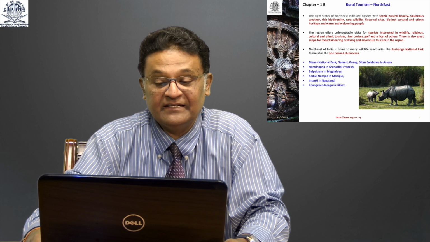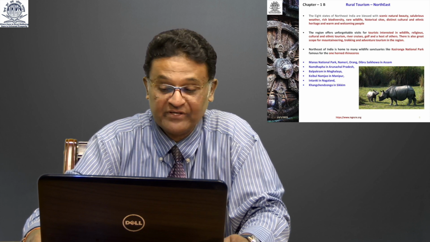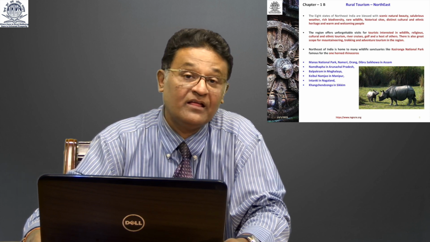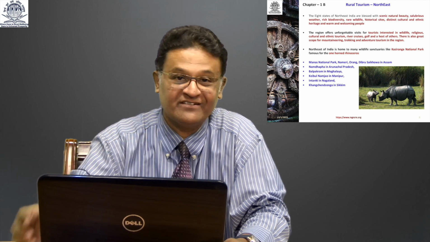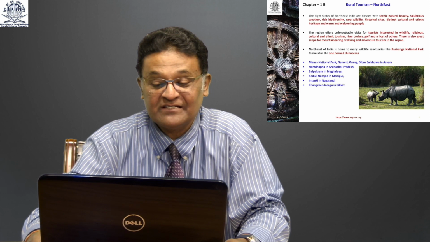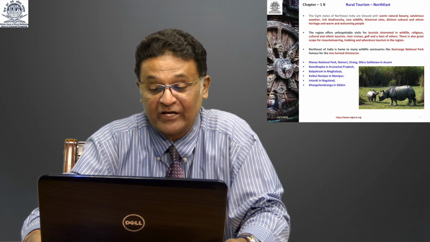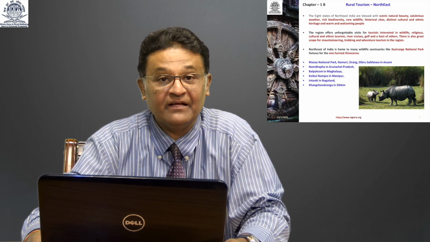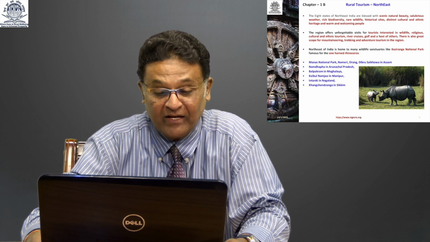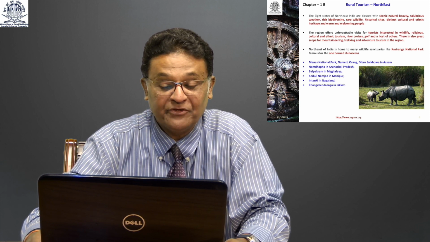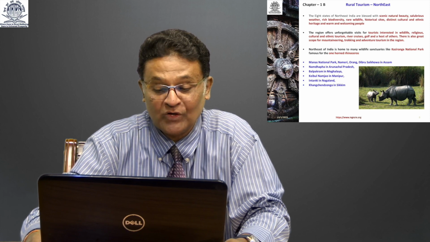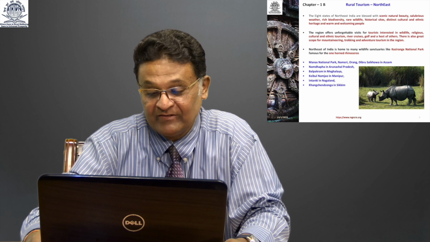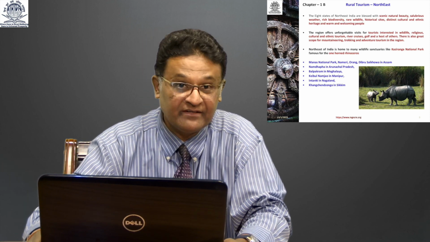Northeast India is home to a lot of wildlife sanctuaries like Kaziranga National Park. Kaziranga is famous for the one-horned rhinoceros. There is also Manas National Park, Nameri, Orang, Dibru Saikhowa in Assam, Namdafa in Arunachal Pradesh, Balpakram in Meghalaya, Keibul Lamjao in Manipur, Intanki in Nagaland, Kanchenjunga in Sikkim. These are the important national parks, and apart from this, much more is there.